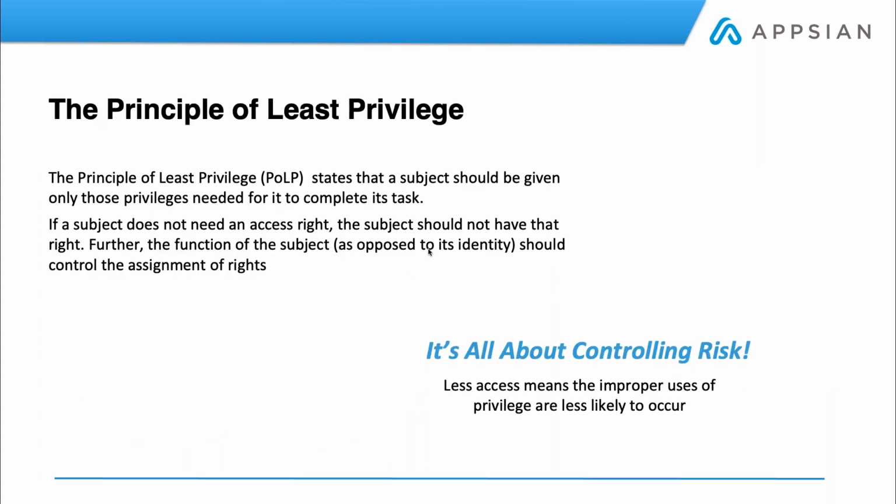So let's go ahead and jump into the content today. What I wanted to start with is defining the principle of least privilege. What do we currently mean by that? What's the accepted definition? Least privilege states that the subject should be given only those privileges needed to complete its task. If the subject does not need access to the right, the subject should not have that right. Furthermore, the function of that subject, as opposed to its identity, should control the assignment of its rights.